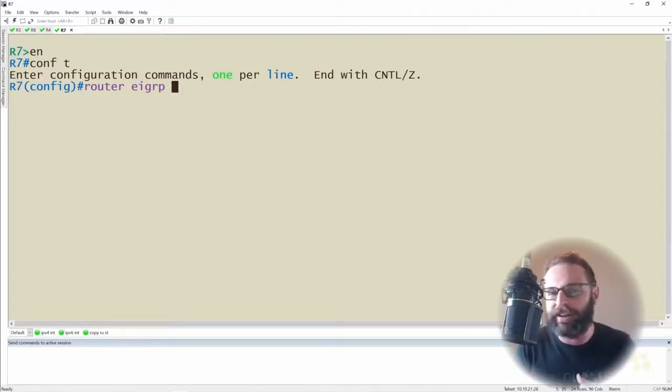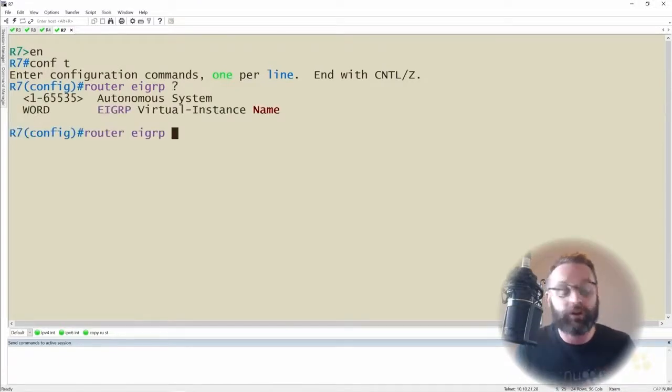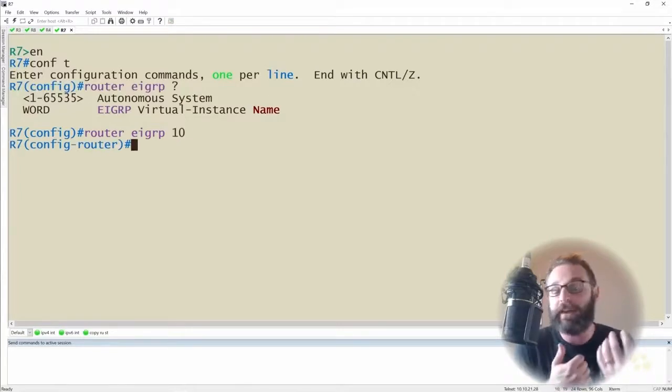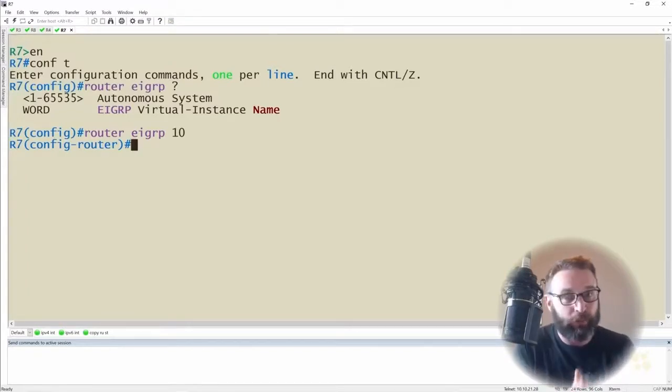See, if I back out this 10 for just one moment and give it a question mark, you can see we could specify the autonomous system number or a virtual instance name, and this is how we would actually go about configuring named versus classical mode. So I could say router EIGRP 10, and that's created the EIGRP instance in classical mode with all of the classical features of EIGRP. I can also exit out of this.